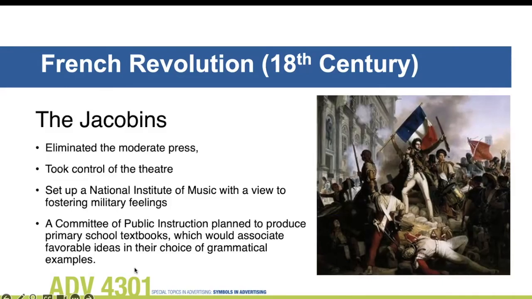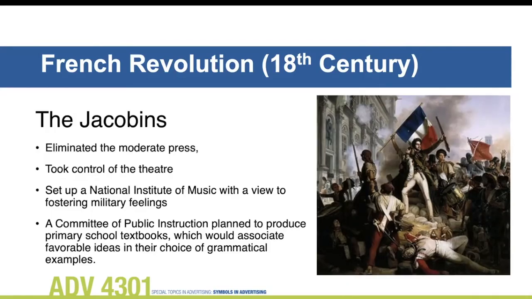Jacobins. I probably said that wrong too. This group eliminated the modern press by taking it completely over. It was not a free press any longer. They took control of the theater, and they set up a National Institute of Music to review all of the music, and it needed to all foster military feelings, among other things.